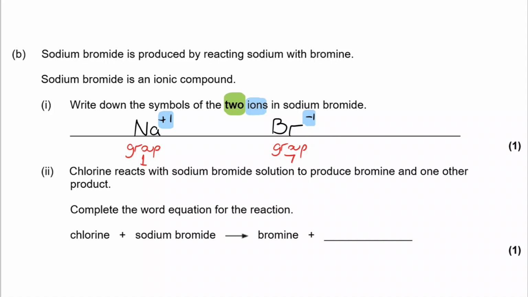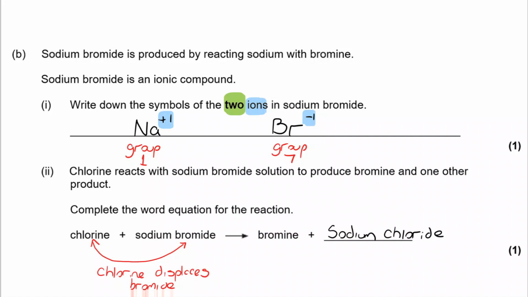Moving on to part 2, where we have essentially got a displacement reaction. The chlorine in this place displaces the bromide. So we have then got to consider what the other product will be. Well, if the chlorine is kicking the bromide out, that's now going to be what's combined with the sodium. So we have got sodium chloride as the other product.